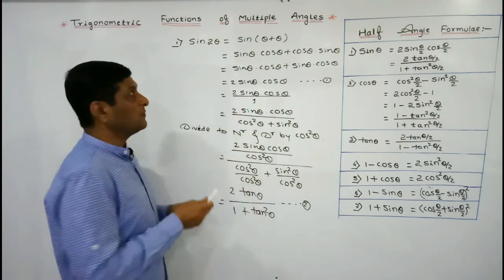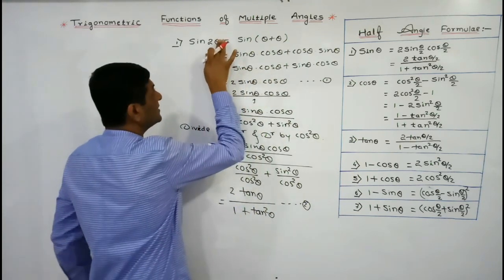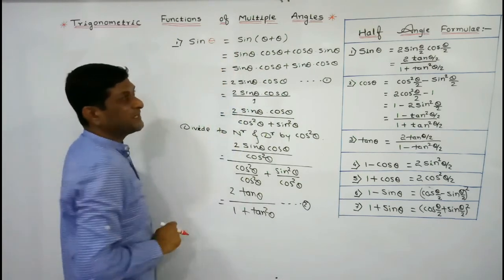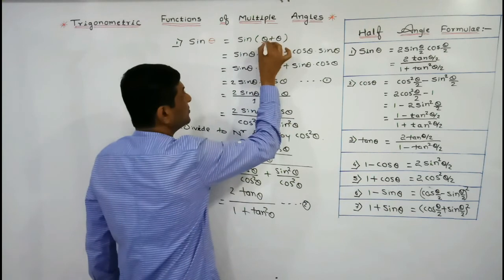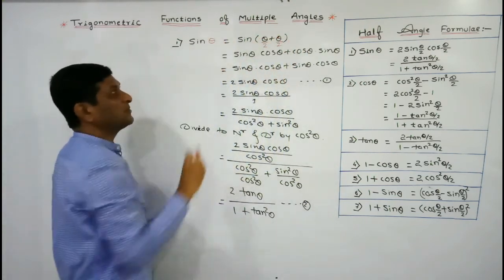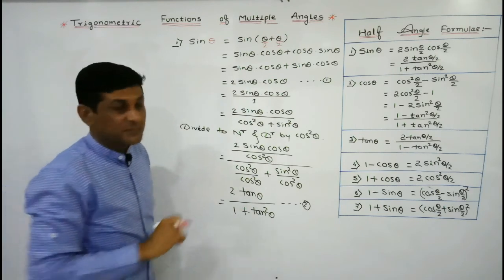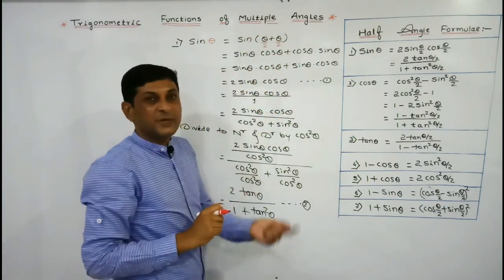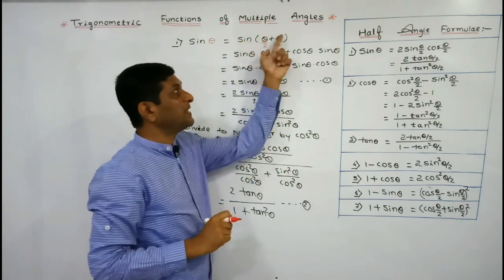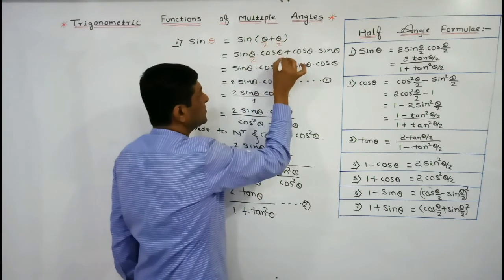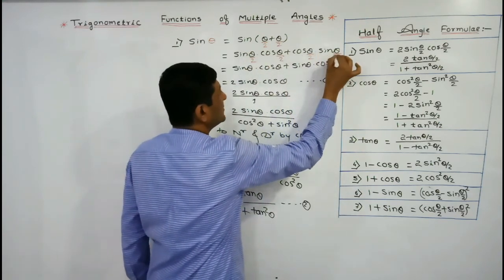So observe here, what is the left hand side? Instead of 2 theta, theta is there. Now can I split up this theta as theta by 2 plus theta by 2? Yes, theta by 2 plus theta by 2 is theta, isn't it? Means theta can be written as theta by 2 plus theta by 2. Now this expression is in the form of sine A plus B. And what is the formula of sine A plus B? Sine A into cos B plus cos A into sine B.